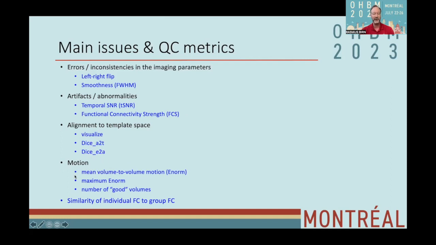And finally, to assess motion, we can look at the mean volume to volume motion, for example, calculated as the Euclidean norm or E norm. We can look at the maximum of that value, and we could look at the number of good volumes that are remaining after motion censoring. And finally, I'll introduce a new measure that we can use to guide some of these choices, and that is the similarity of the individual's functional connectivity matrix to the group functional connectivity matrix. I'll be spending most of my time talking about these last two issues, alignment to template space and head motion, because I think the first two are pretty straightforward.